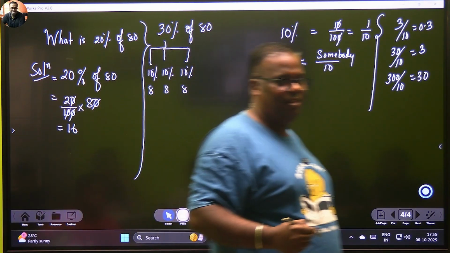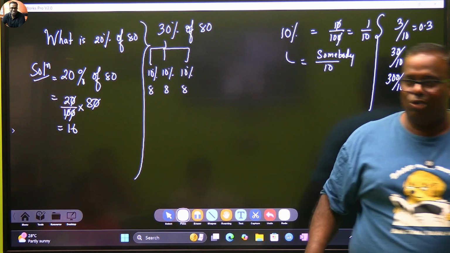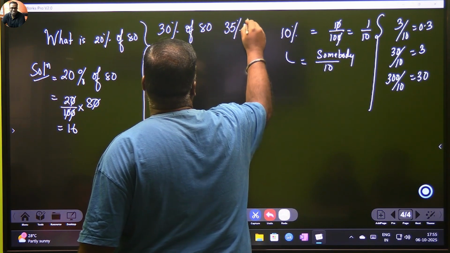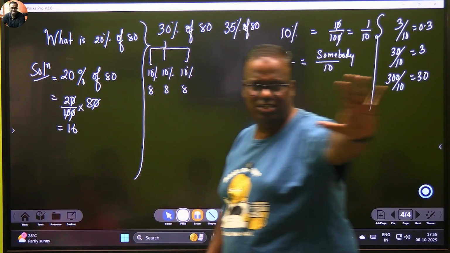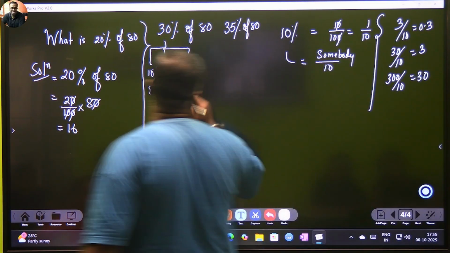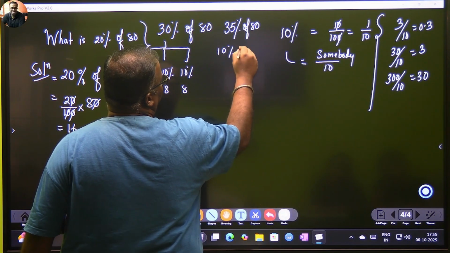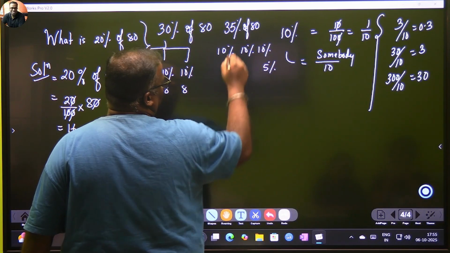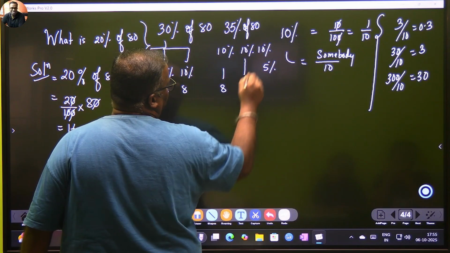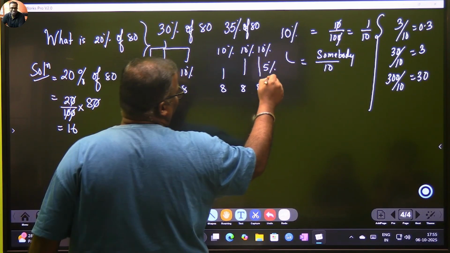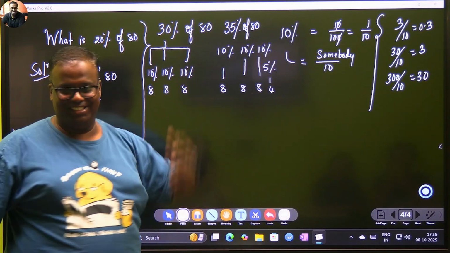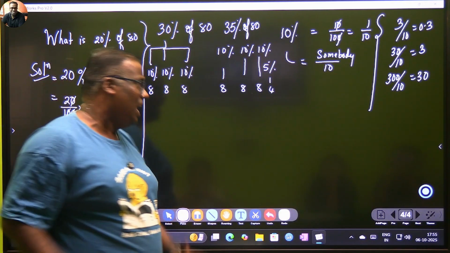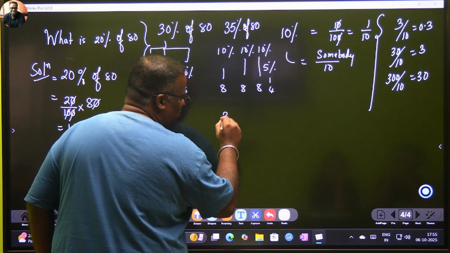8 threes are 24. Now the question is, somebody tells me, how much is 35% of 80? Very interesting. 35% is the same 10%, 10%, 10%, and an additional 5%. We know this is 8. This is 8. This is 8. This is half of 8, 4. 28. The exact answer comes out.